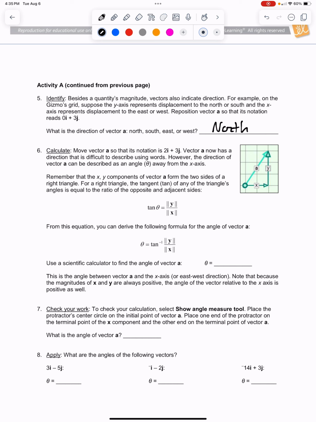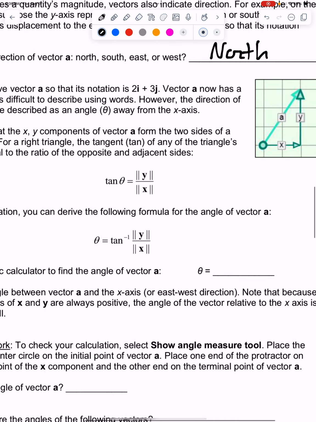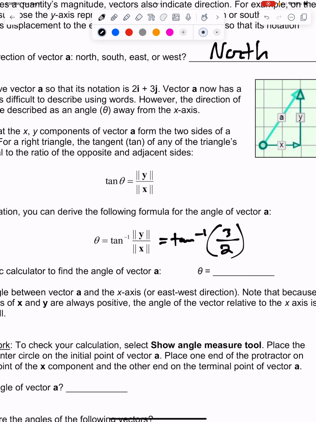It says, remembering that the x and y components of vector A form two sides of a right triangle, the tangent of any right triangle's angle is equal to the ratio of the opposite to the adjacent side. In other words, the y side divided by the x side. From this equation, you can derive the following formula to get the angle. Angle is the arctan. So it's going to be the arctan of what? What's the y component? The y component is 3. The x component is 2. So we want to go ahead and put that into our calculator.